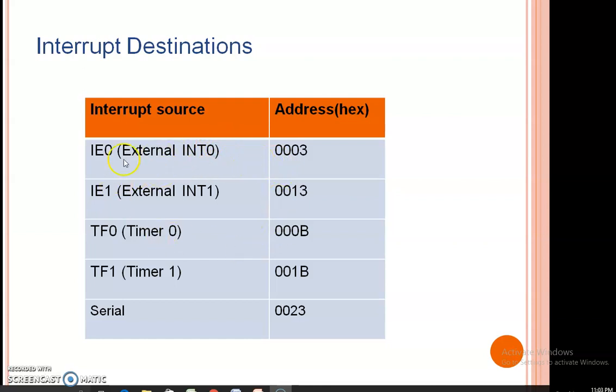So look at this table. External interrupt 0 absolute address is 0003. Then external interrupt 1 is 0013. Timer 0 ISR address is 000B and timer 1 ISR address is 001B. Serial communication ISR address is 0023. So this is the interrupt destination or interrupt absolute addresses. These addresses are nothing but interrupt service routine addresses.